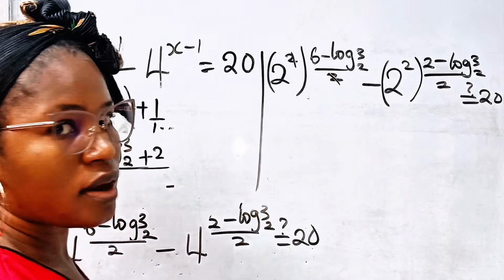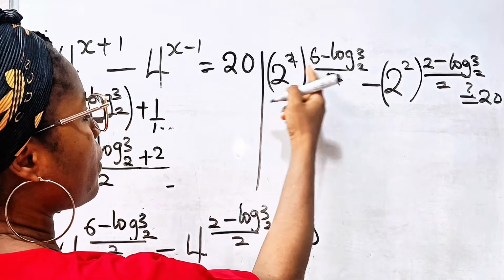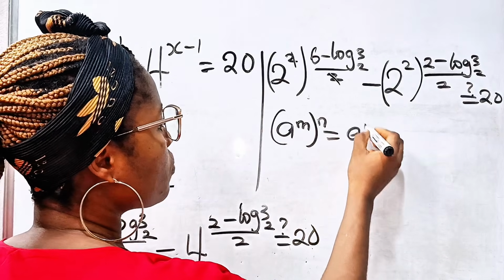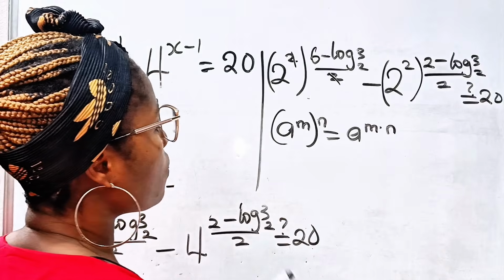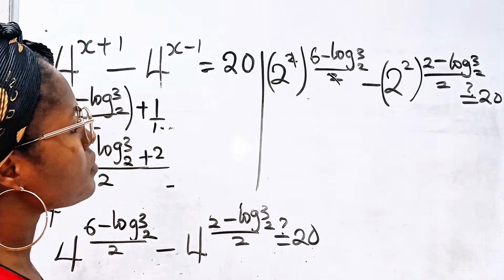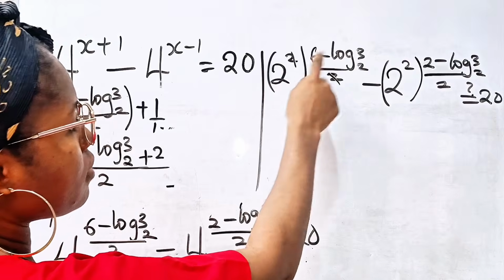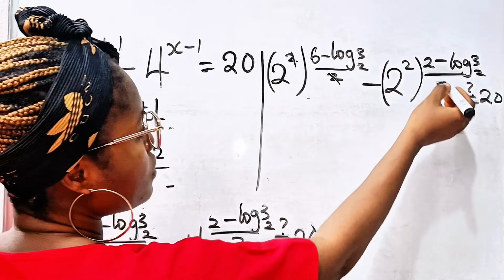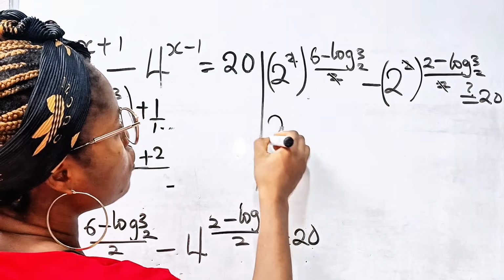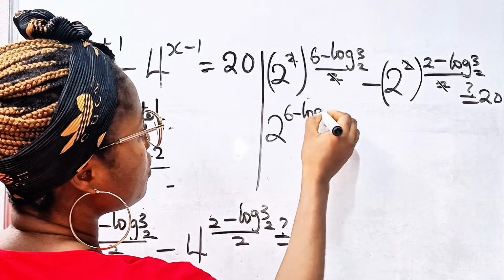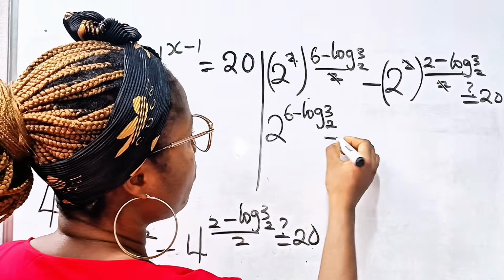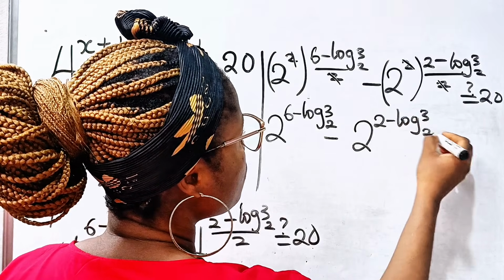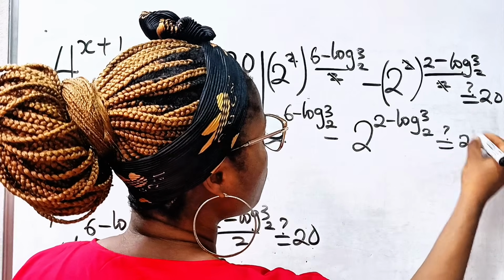So this removes this, right? Because a to the power of m, raised to the power of n, is the same thing as a to the power of m times n. So this is the same thing as 2 to the power of 2 times this. So this and this can actually cancel out. And the same thing will happen here. So now I have 2 to the power of 6 minus log 3 base 2, minus 2 to the power of 2 minus log 3 base 2. Now, is this equal to 20?